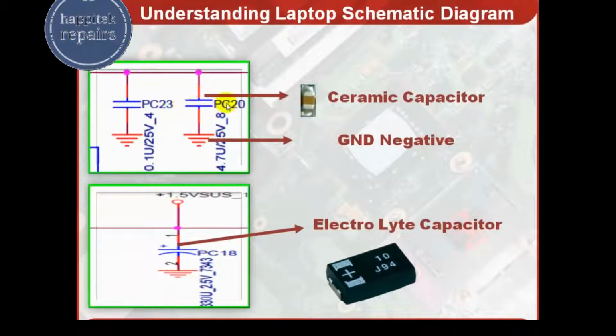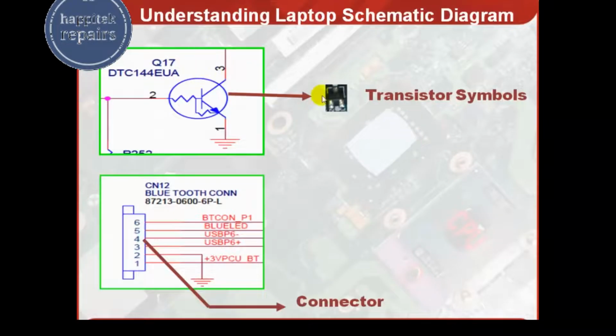If this symbol is given PC20, here it will be written PC20 like that. And this symbol is for electrolyte capacitor. And this symbol is for ground, neutral, negative. These symbols are for the transistor, and this symbol is of connector. Connector for touchpad or any connection, speaker, and all those connections are there. This symbol is for CN, meaning connection.